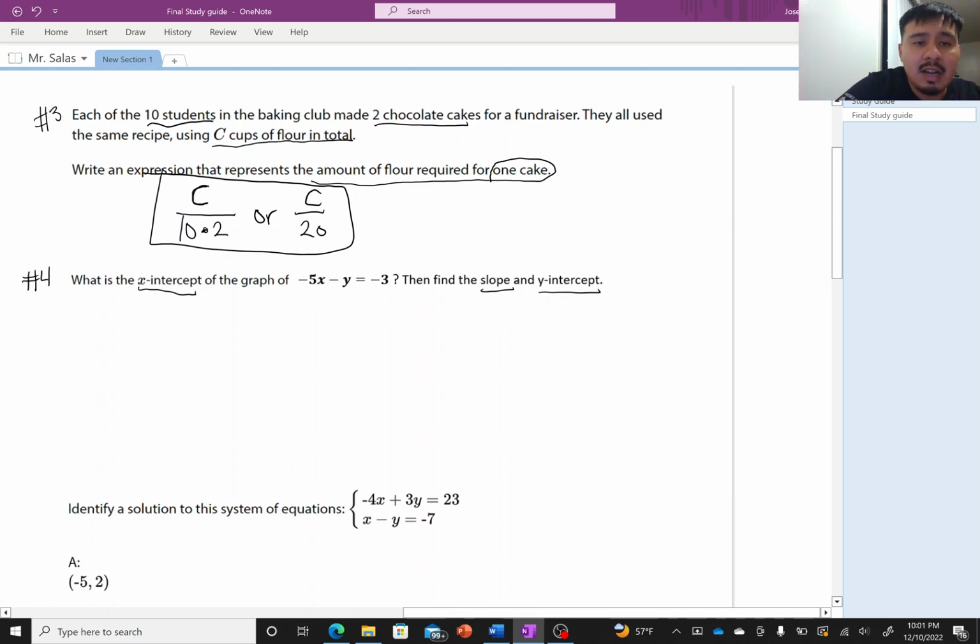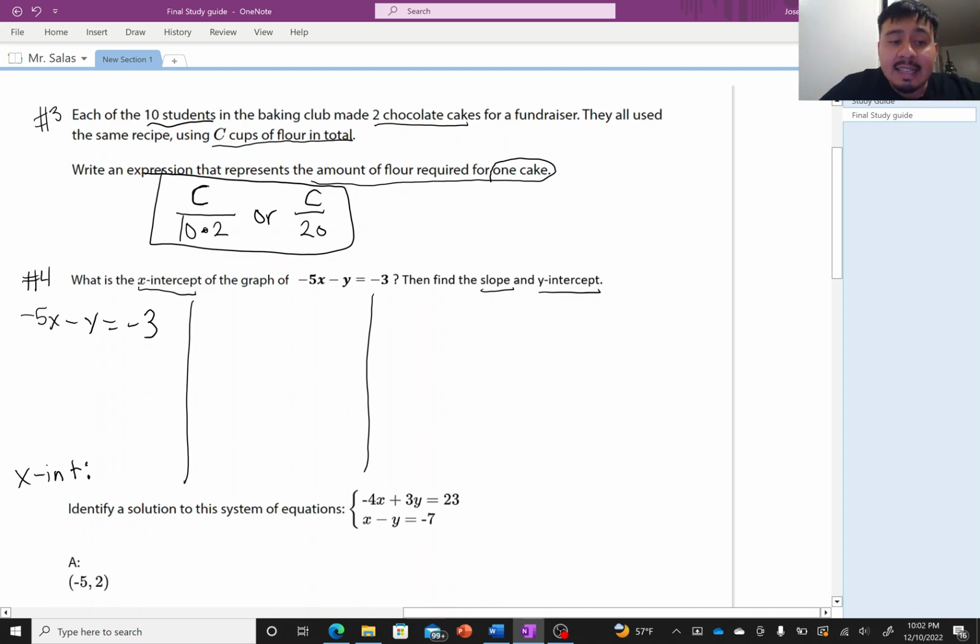All right, so I like to divide my page into 3 parts. Part 1, that's for my x-intercept. Part 2, that's for my y-intercept. And then this bigger chunk is for my slope. So check this out. I ended up with negative 5x minus y is equal to negative 3. Since I know I'm solving for the x-intercept, I'm going to put it in the bottom. That way, I just write down my answer down here.